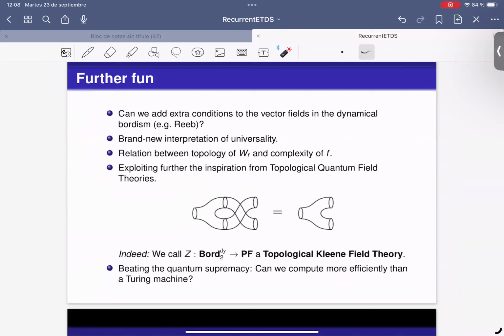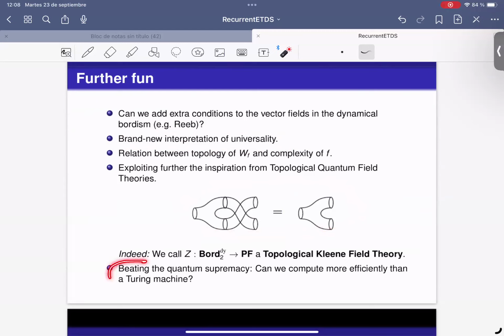This gives us many new things to do. Like, in the previous case, we talked about solutions to Euler, solutions to Navier-Stokes. Can we repeat the trick with other kinds of dynamical systems, other kinds of PDEs? We have new interpretations of universality, both using these Poincare sections, but also using these dynamical bordisms. These dynamical bordisms draw inspiration from quantum field theory, that is the idea of having bordisms and gluing them.